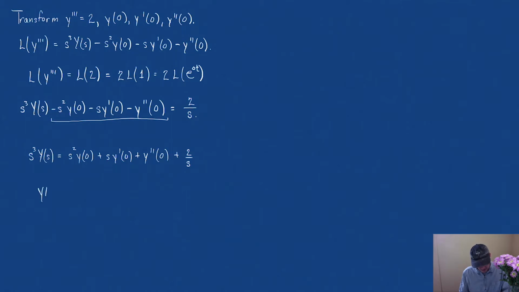Well, now let's solve for Y of s. So Y of s equals, now I'm going to divide every term by s cubed. Notice that the y of 0 is going to become y of 0 over s. Plus, this next term, an s will cancel, so I have y prime of 0 over s squared. Plus y double prime of 0 over s cubed plus 2 over s to the 4th power. And that's the transformation of this differential equation.